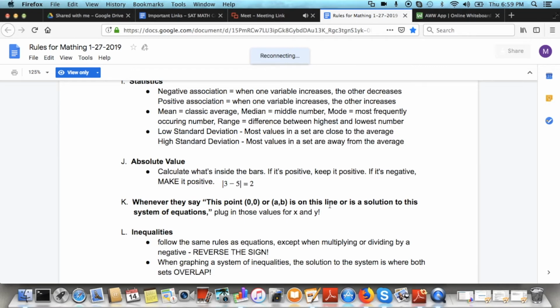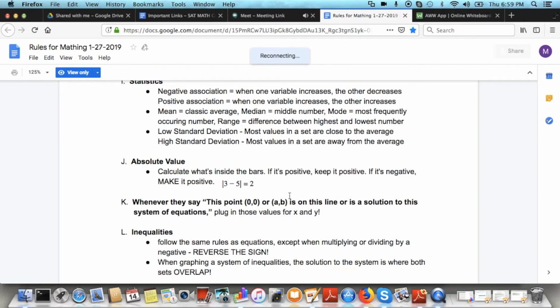So let's do the operation here. It says calculate what's inside the bars. So what's 3 minus 5, Caroline? -2. It is -2. Now, if it's positive, keep it positive. But if it's negative, make it positive. So how do we make -2 positive? If we're going to magically turn that negative sign into a positive sign, what does -2 become? +2. Yes, it is +2. And that's right there in the example: the absolute value of 3 minus 5 does equal 2.